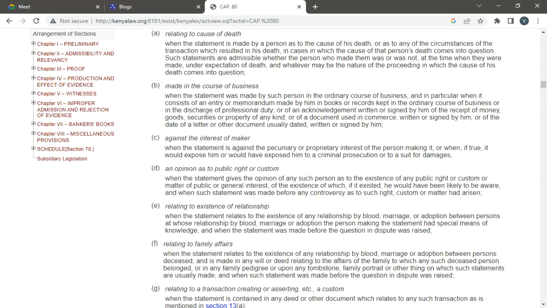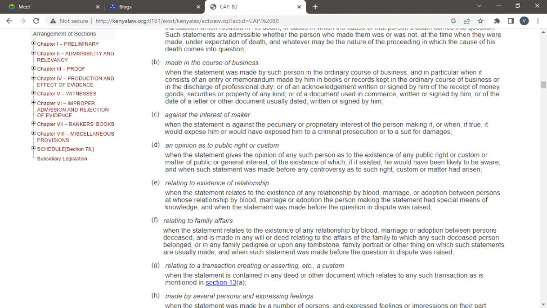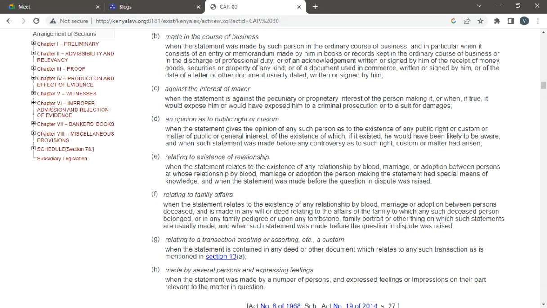Then if the statement also relates to the existence of a certain relationship, if the statement relates to family affairs, if also the statement relates to a transaction creating or asserting a custom, as mentioned under section 13, and finally statements made by persons expressing feelings, those are also exceptions when it comes to hearsay, and they have been given their own section to give effect to section 63 on direct evidence.